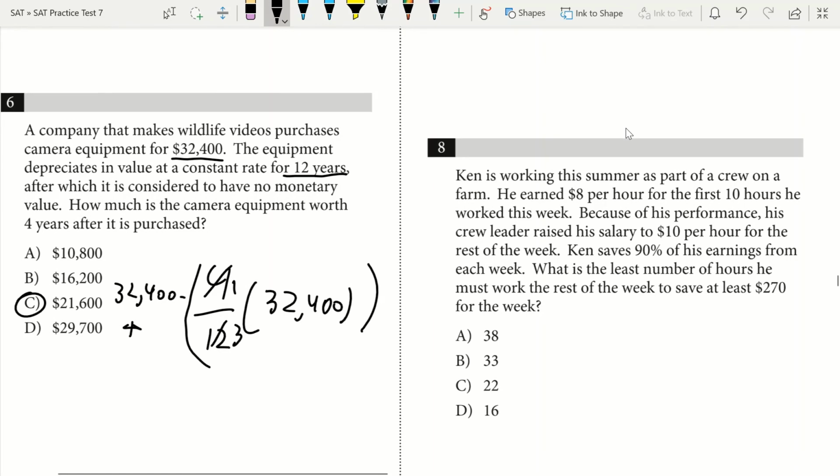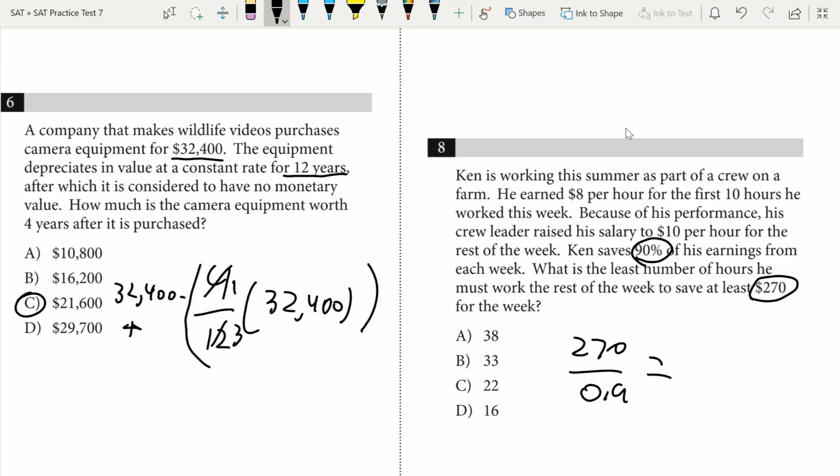All right, question 8. Ken is working this summer as part of a crew on a farm. He earned $8 per hour for the first 10 hours he worked this week. Because of his performance, his crew later raised his salary to $10 per hour for the rest of the week. Ken saved 90% of his earnings from each week. What is the least number of hours he must work the rest of the week to save at least $270 for the week?